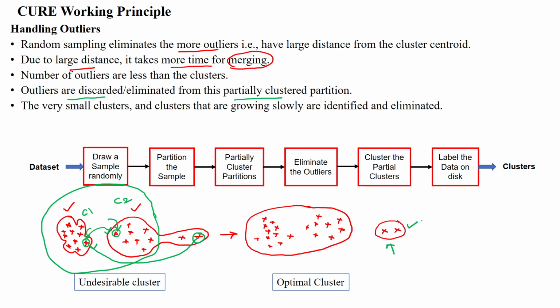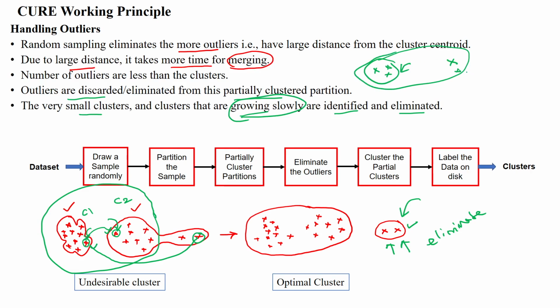Also, if any cluster has a small number of data points, that is, very few data points, this kind of cluster is assumed to be an outlier and is also going to be eliminated. The clusters which are growing very slowly should also be identified in this phase and eliminated. A cluster grows slowly when its data points are very far from the existing cluster, and then it takes more time for merging. Due to this data point, this cluster is taking more time for merging, so this data point can be eliminated by considering it an outlier.